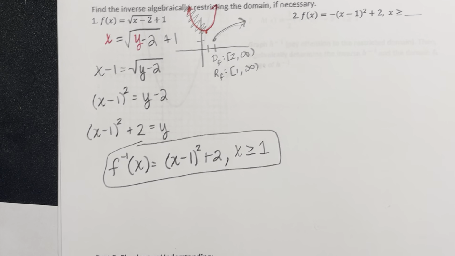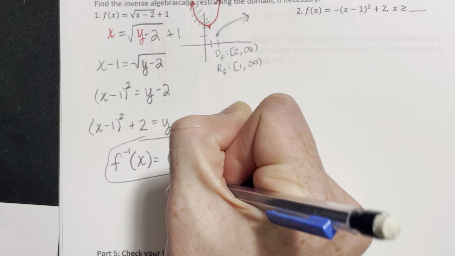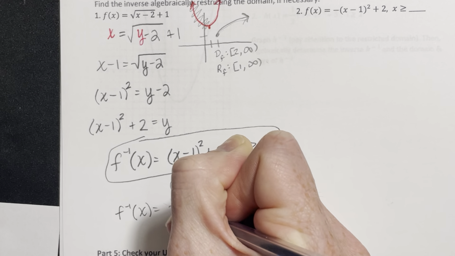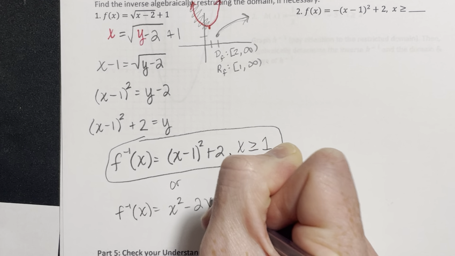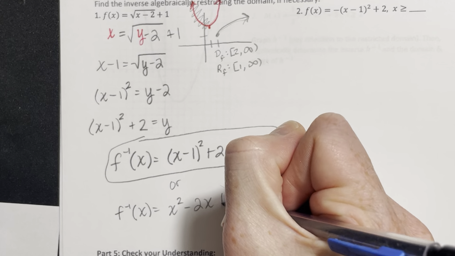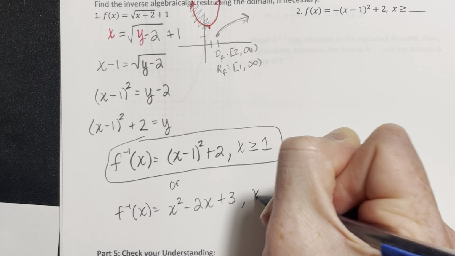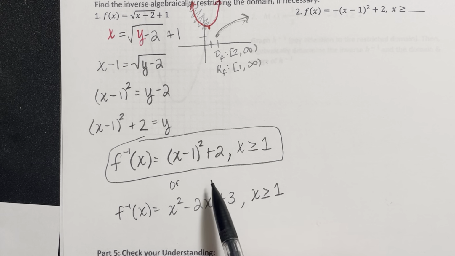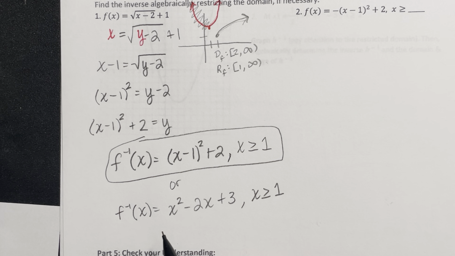Another way that you could write this function would be in standard form. So if you had written it in standard form, though not required, you would have x squared minus 2x plus 3, but you would still need x is greater than or equal to 1 with it. I prefer the transformation form, but you can do the standard form. It doesn't really matter.